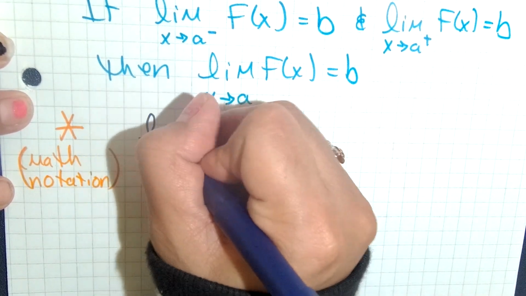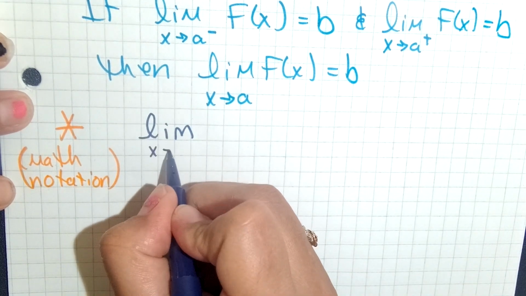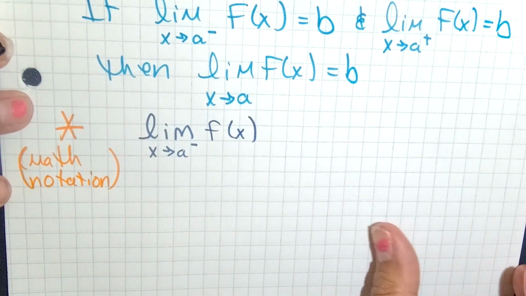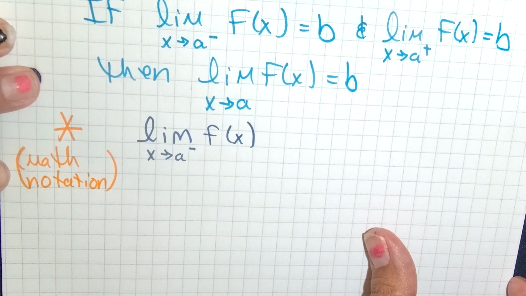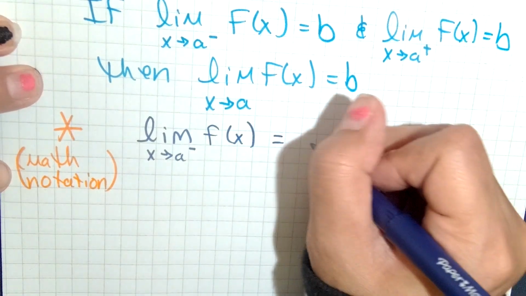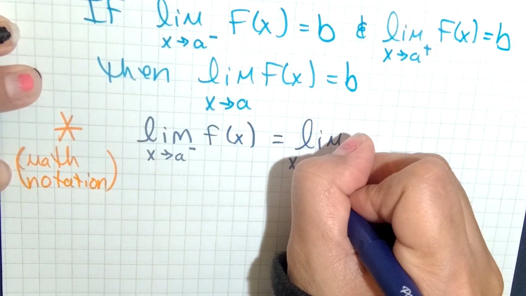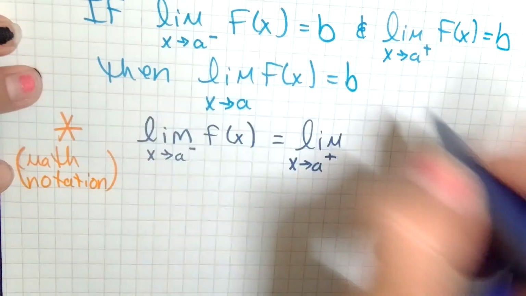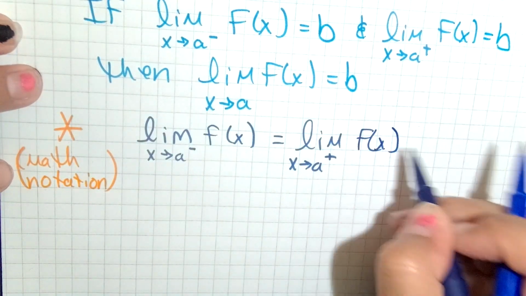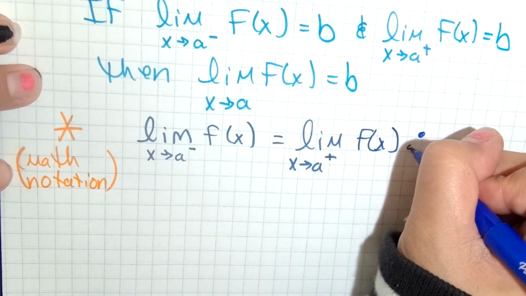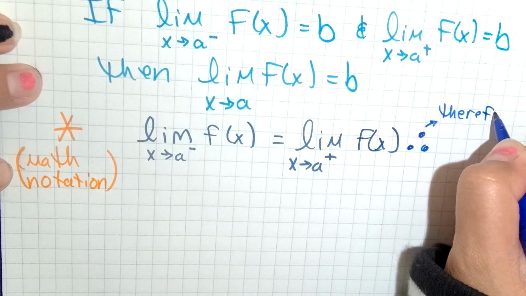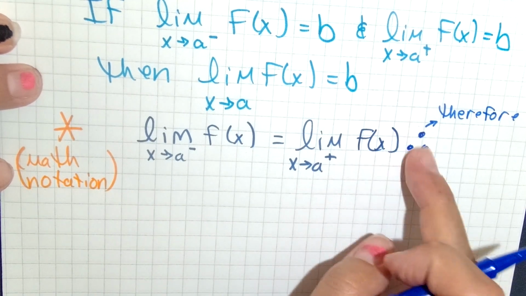So in mathematical notation, we're going to write the limit as x approaches a from the left of f of x is equal to the limit as x approaches a from the right of f of x. Therefore, these three dots in math mean therefore. So you're going to see us write this a lot.